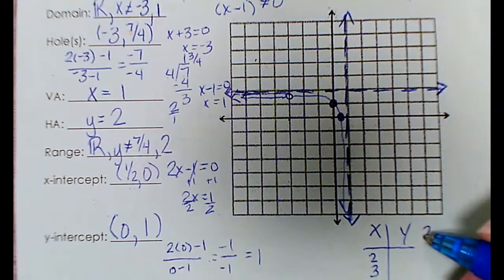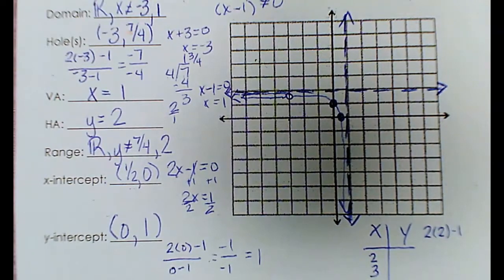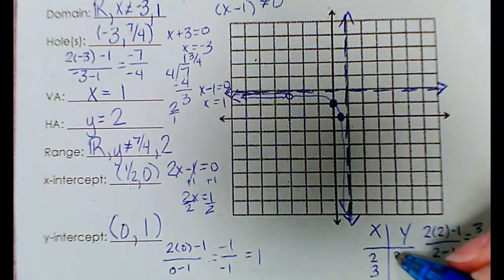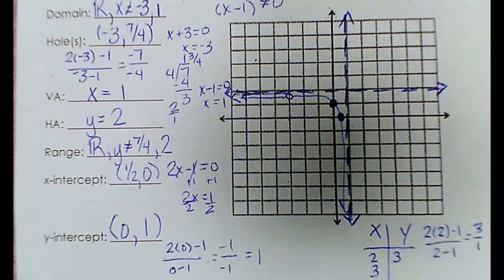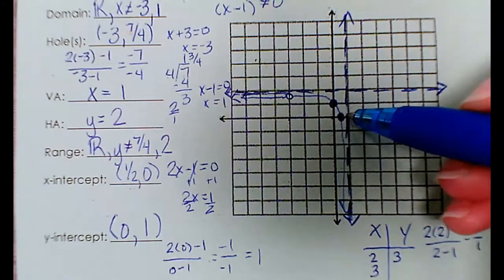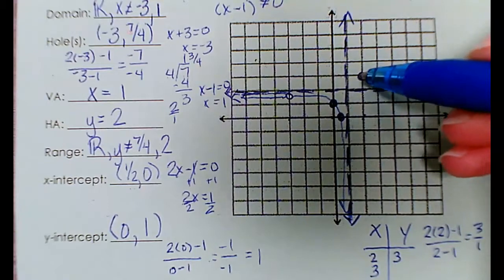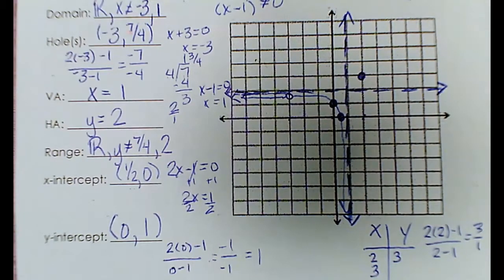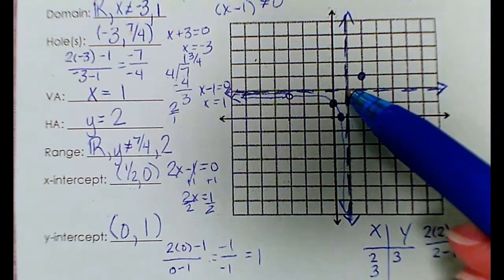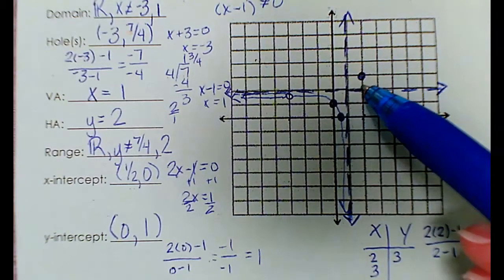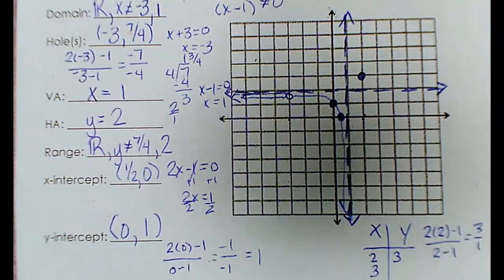So what is 2 times 2 minus 1? 3, yeah. 2 times 2 is 4, minus 1 is 3. Over, what is 2 minus 1? So 3 over 1 is really just 3, there's a nice point. So I'm going to plot the ordered pair 2, 3. Over 1, 2, up 1, 2, 3. So far, your guess of it needing to be symmetrical kind of looks nice, right? We've got this point that's over 1, down 1, and this point that's over 1, up 1. It's looking good.